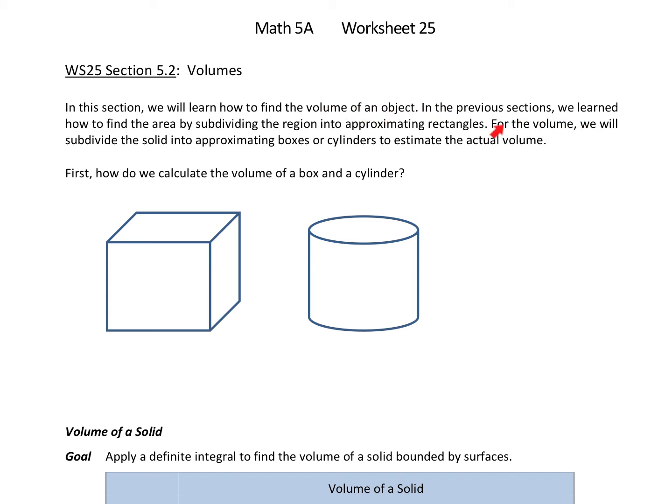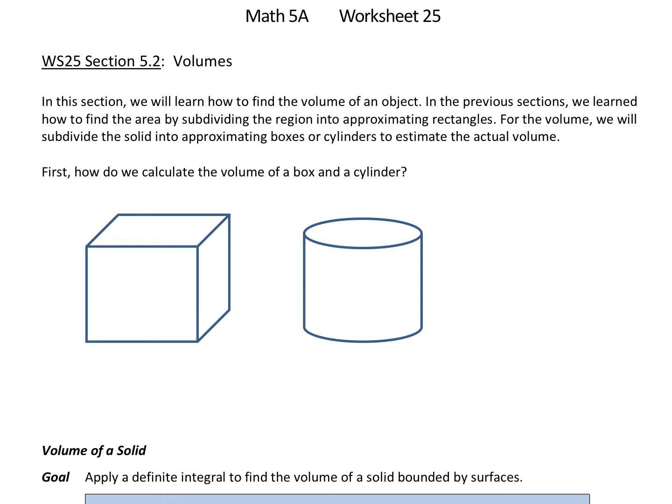In the previous section, we learned how to find area by subdividing a region into approximating rectangles. So our strategy was we have this random area and then we just split that into a bunch of rectangles. Because we know how to find the area of each rectangle, then we'll do a bunch of stuff. For the volume, we'll have a similar strategy. We'll subdivide the solid into approximating boxes or cylinders to estimate the actual volume.